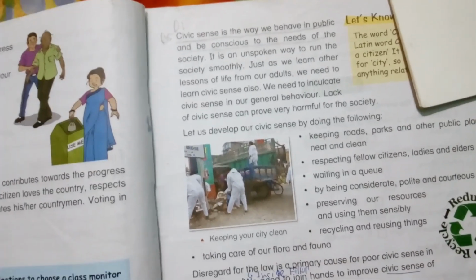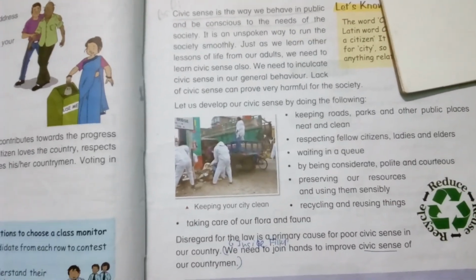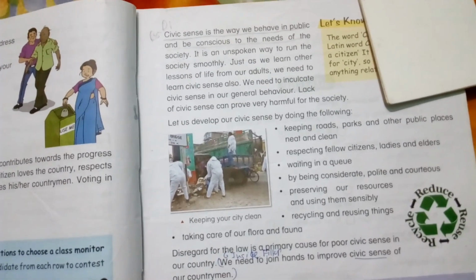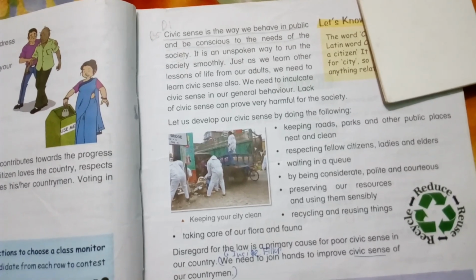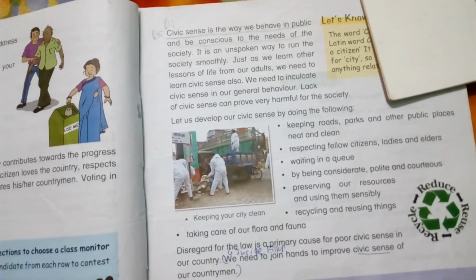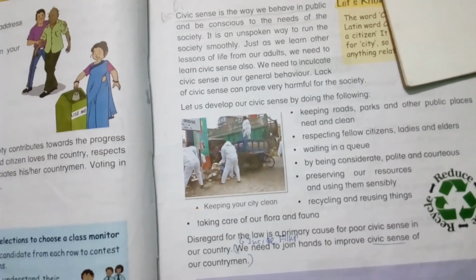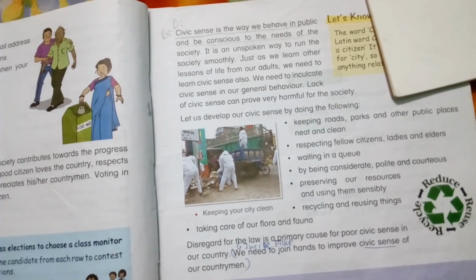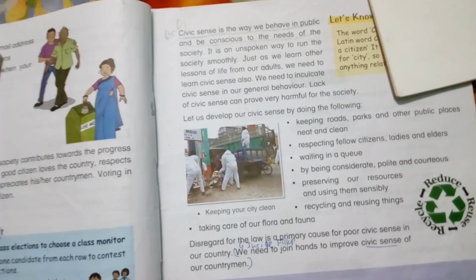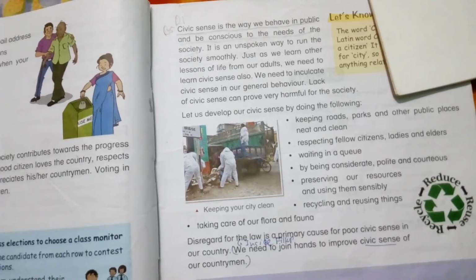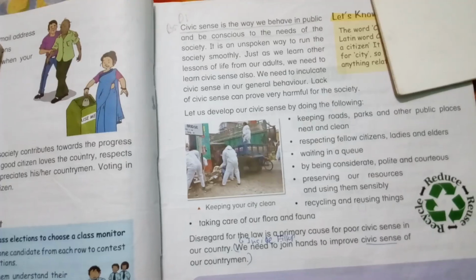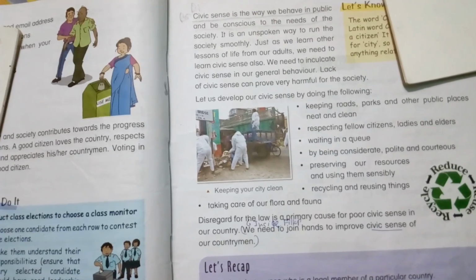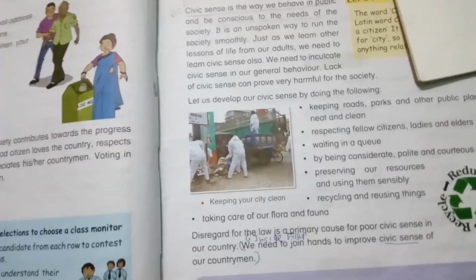Then waiting, that is when we want something in a shop or anywhere, or going to a rail station or bus stop, we should wait in a queue. Then we should be polite and considerate and courteous, because if we are not in this way, then people will not talk with us or make relations, and it would make an unhealthy situation. And if this type of unhealthy situation goes on, then the society will not run smoothly.